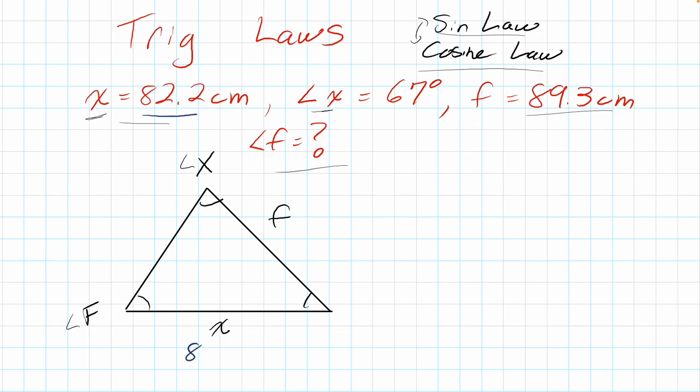Side x is 82.2 centimeters, and side f is 89.3 centimeters. That's awesome. And internal angles, angle X is 67 degrees. And this is what we're looking for. We can call it x, but we'll call it theta because x will get confusing because we've already used the letter x in here.